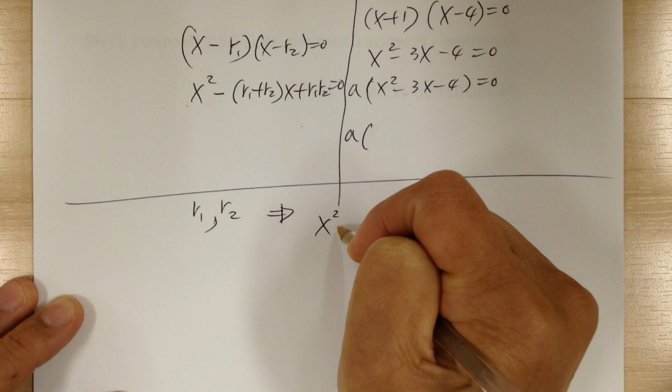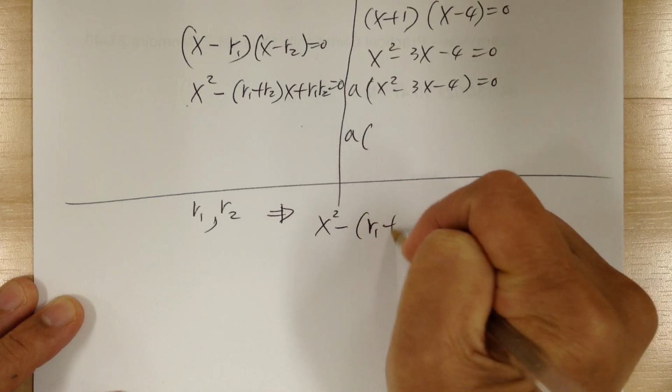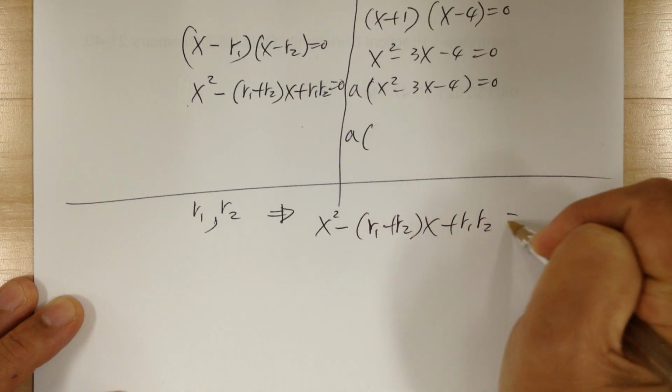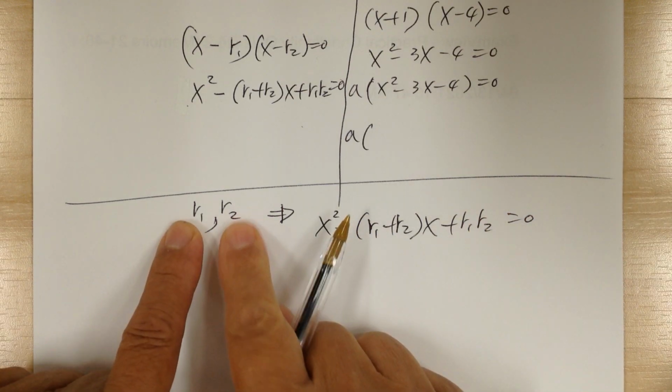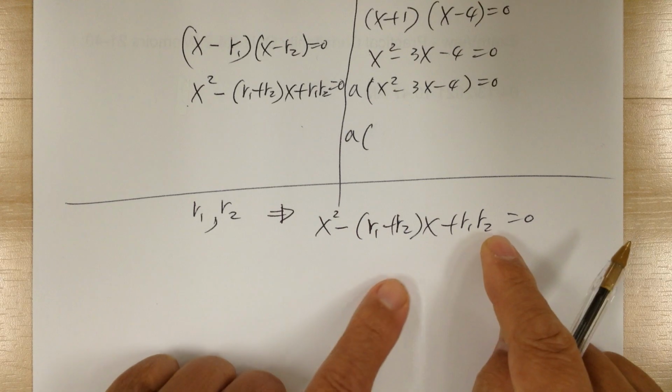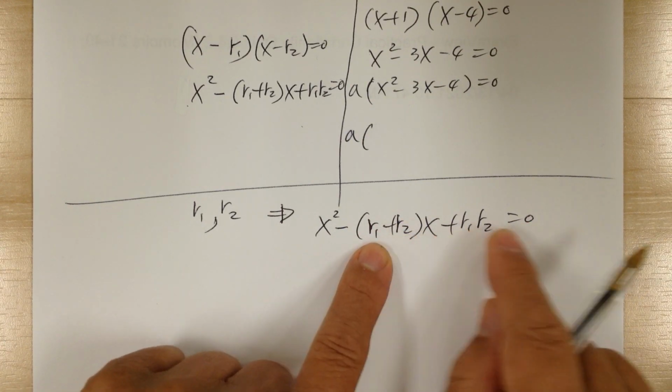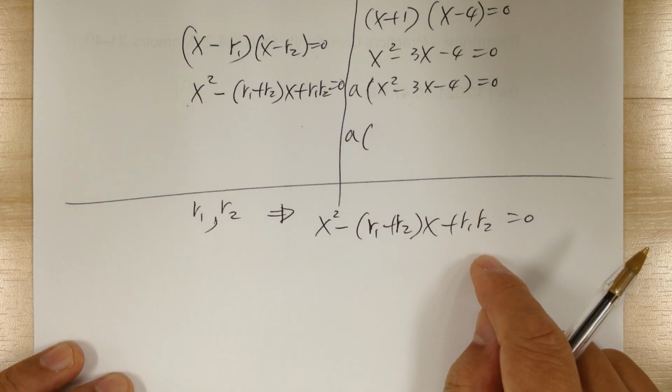So you're going to get x squared minus (r1 plus r2)x plus r1 r2 equal to 0. Okay, so you add the two roots together, you have to take the opposite, and then you multiply, you get that. So you add, you multiply. Okay.